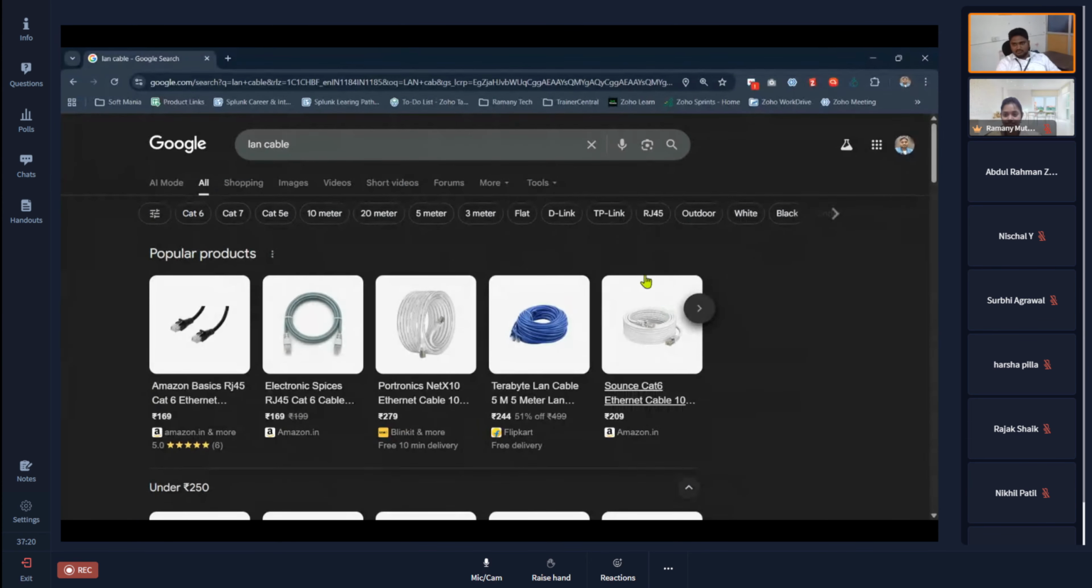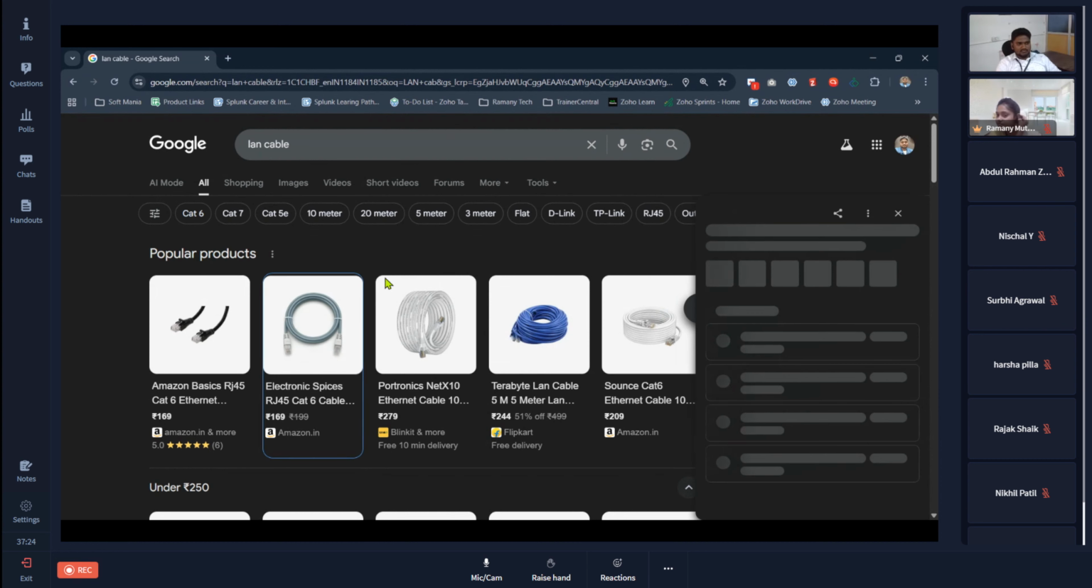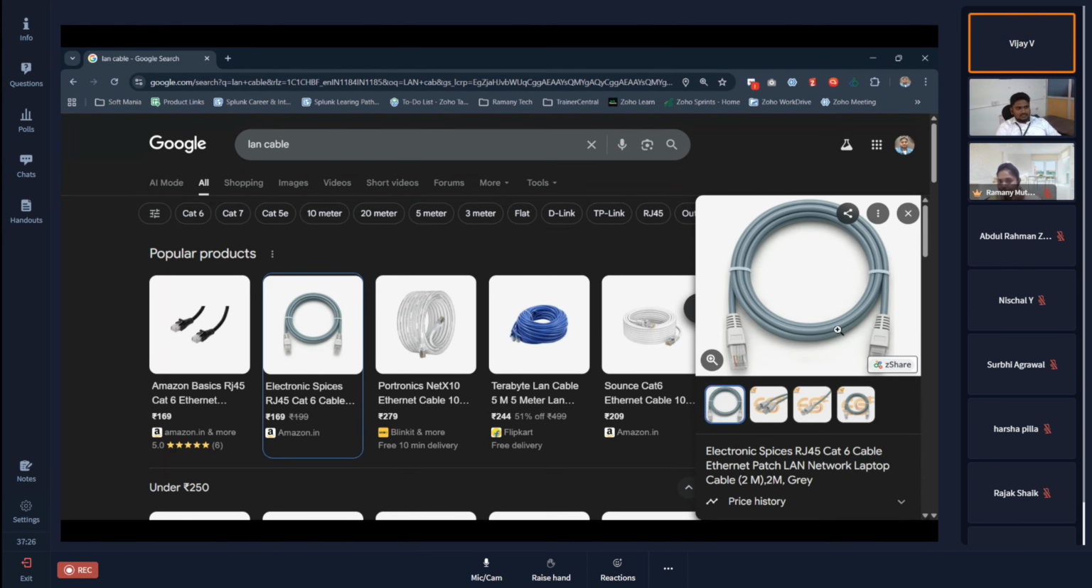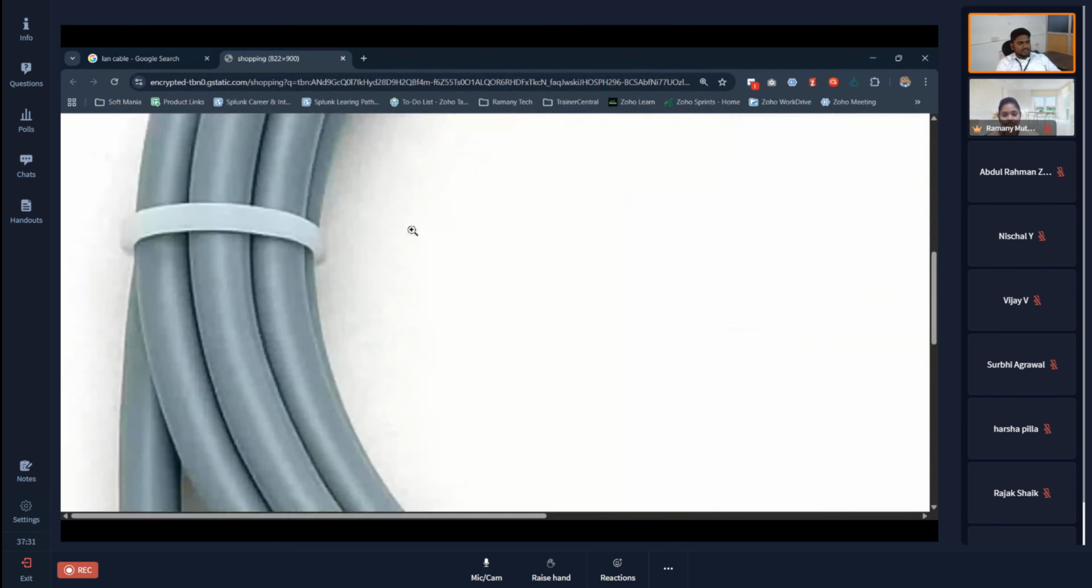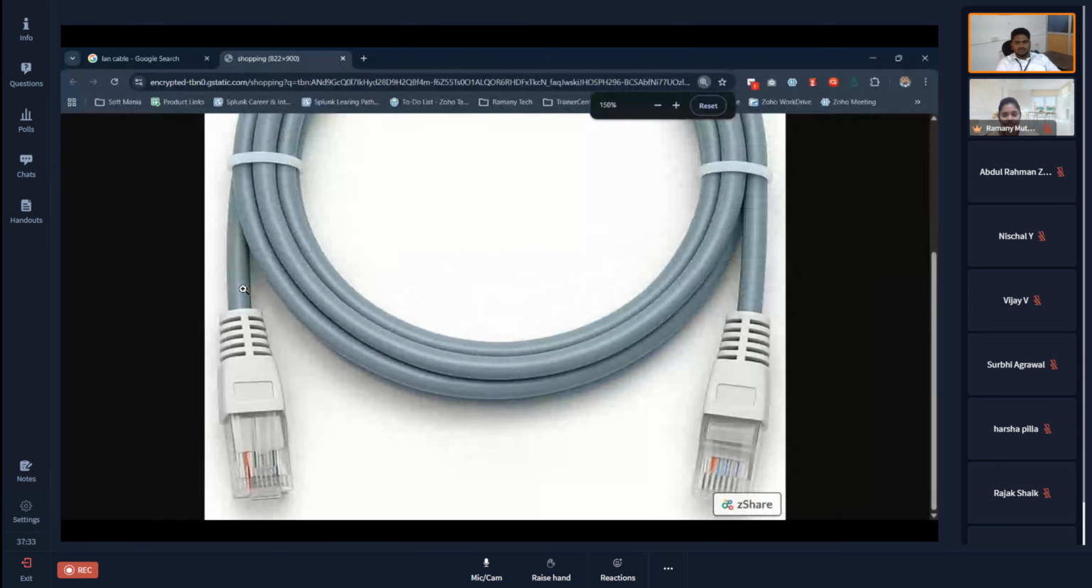If you have 2 laptops, RJ45, you mean? Yes, RJ45. This is the one. The port is the RJ45. So this is the cable. Most of you might have used this port and cable in your home or in your office. So this is what a LAN cable is.